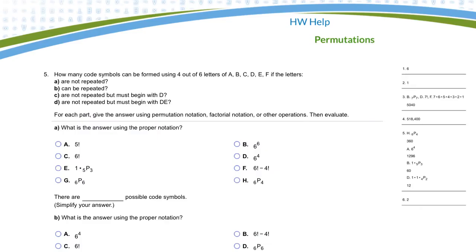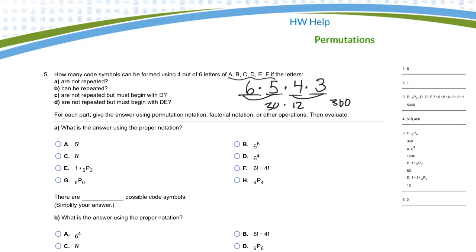Okay, codes. How many code symbols can be formed using 4 of the 6 letters? So I've got 4 spots. 1, 2, 3, 4. And I have to use some of these letters. Okay, first, if they're not repeated. So I could put 6 different letters in the first one. And in the next one, if I can't repeat, then I only have 5. And then I'd have 4 for the next one and 3 for the next one. So what's that? 30 times 12 would be 360.